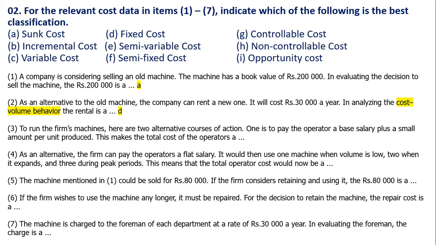Remember, it's a semi variable cost, right?